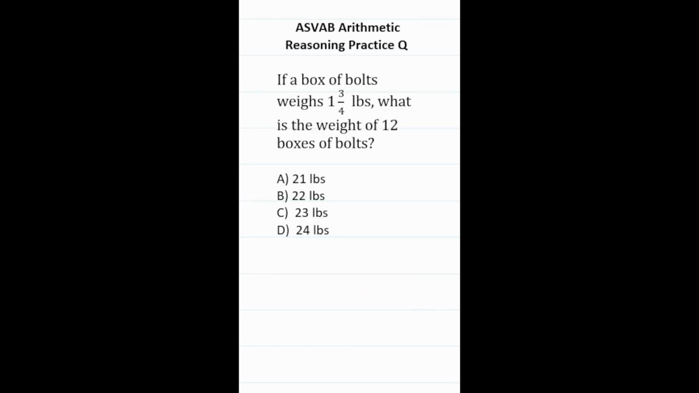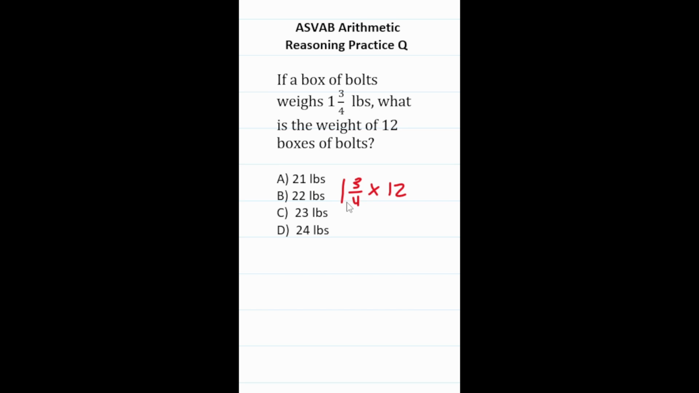Solve this arithmetic reasoning practice test question for the ASVAB and PiCAT in 60 seconds. It says if a box of bolts weighs 1 3/4 pounds, what is the weight of 12 boxes of bolts? So, of course, to figure this one out, we're going to do 1 3/4 times 12. As you can see, we're multiplying a mixed number by a whole number. In order to work this out, however, we want to convert both these to fractions.